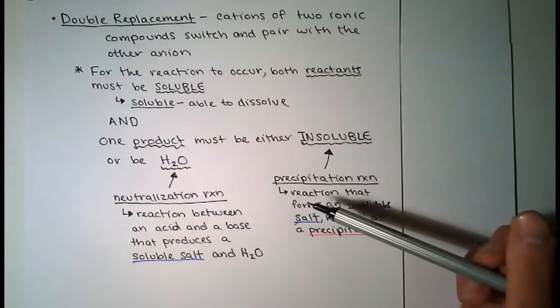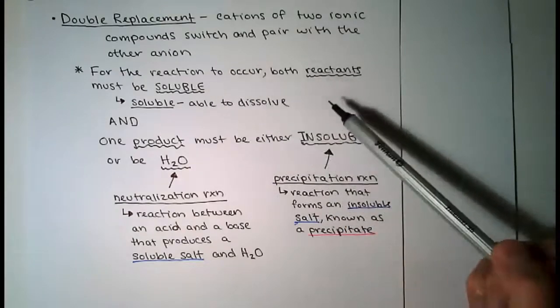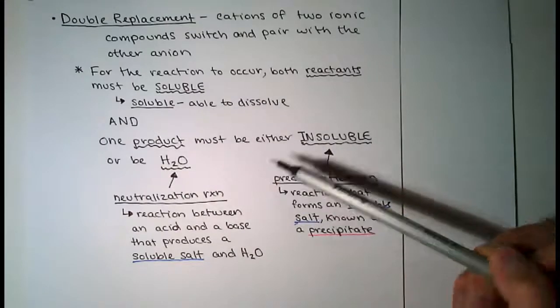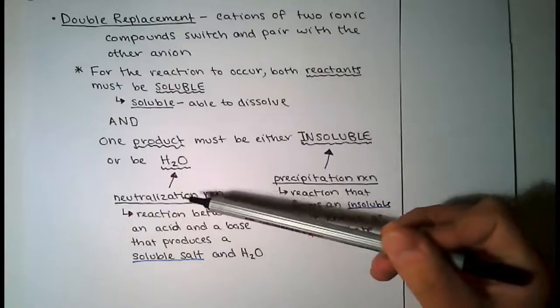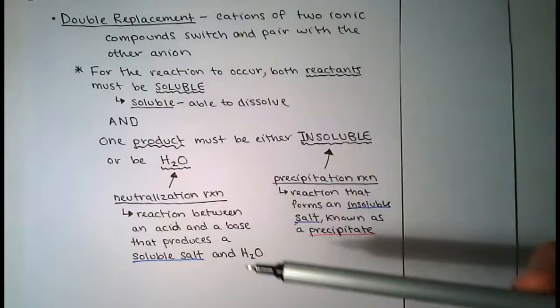So just to recap, for a double replacement reaction to occur, both of the reactants have to be soluble, and one of the products either has to be insoluble or has to be water. Otherwise, the reaction won't occur.